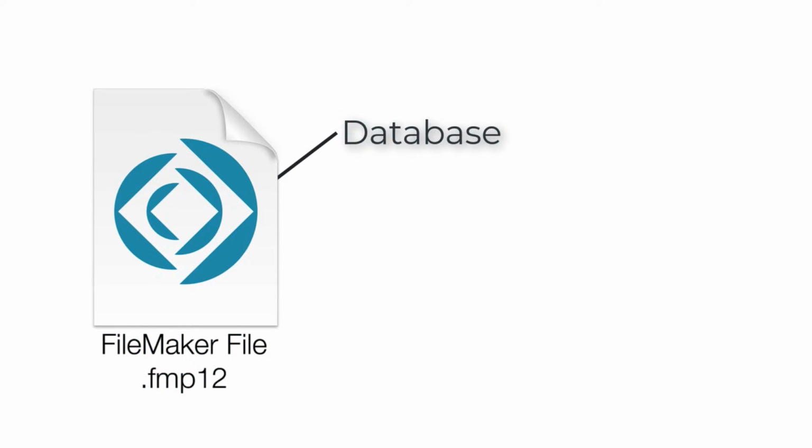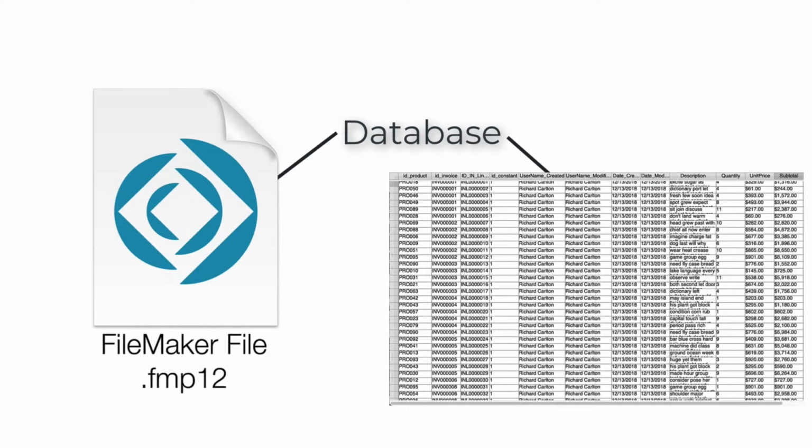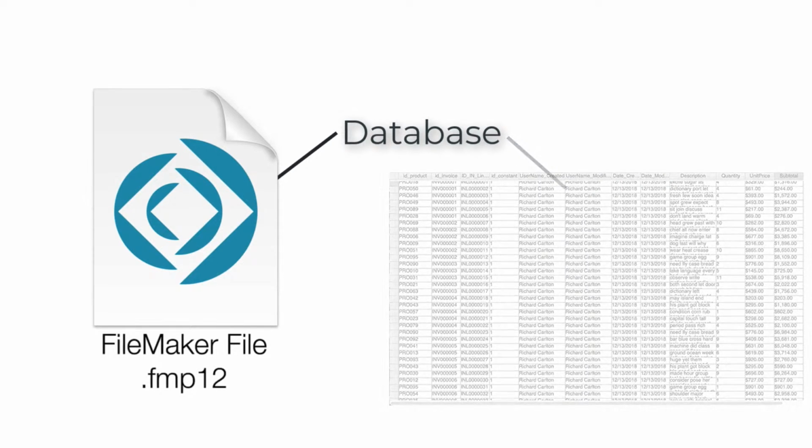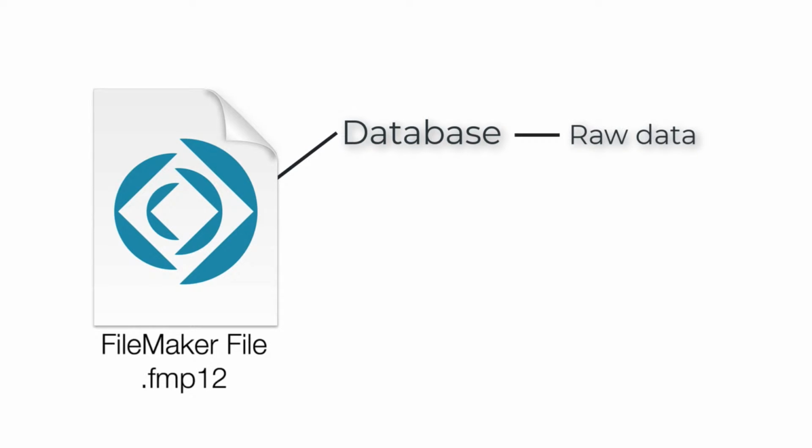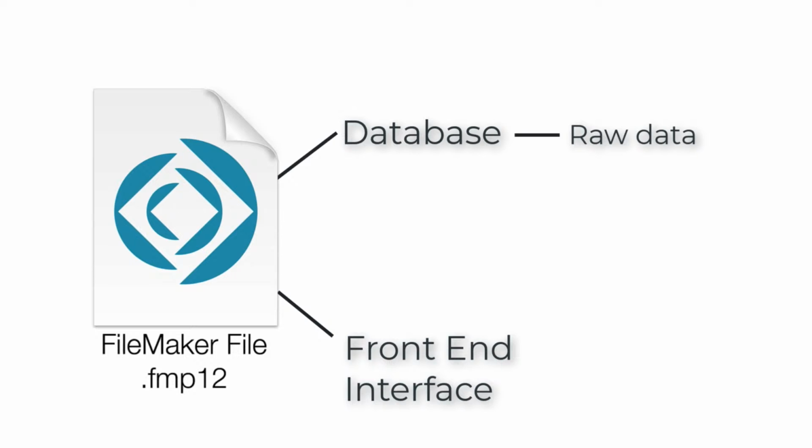Now, the term database is interesting. A database is just an organization of numbers or information. And from a very rudimentary understanding, you could consider an Excel spreadsheet the very basic essence of a database. However, when you build a FileMaker application, it's typically much more than just the database itself. It also includes the front-end interface.